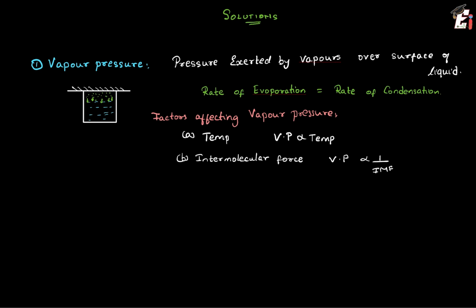Vapor pressure is also inversely proportional to boiling point. That also you can write here. Same as with intermolecular force, boiling point is inversely proportional, because if the boiling point is less, more amount of vapor will be present.